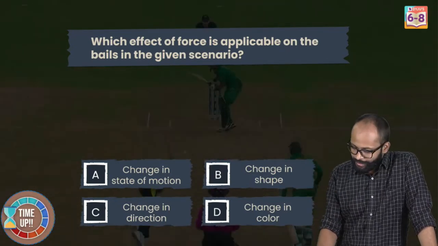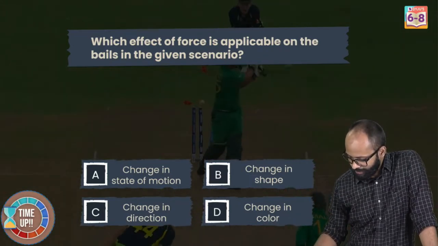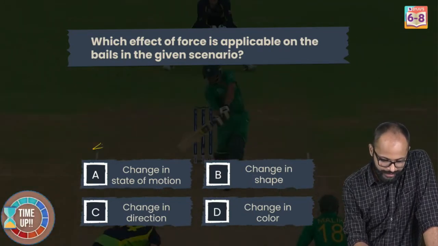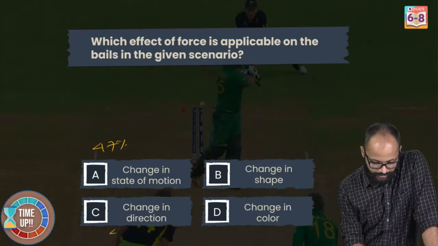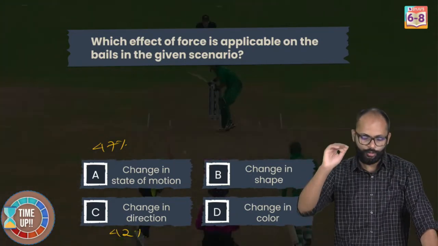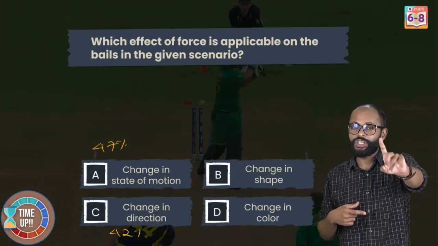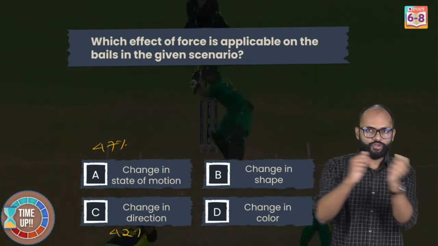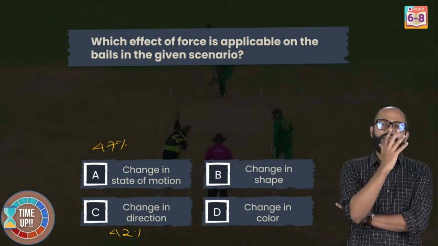Okay, so majority is saying 47% is A, but 42% is C also. Achha, dekho. Change in state of motion means either a body goes from rest to motion or motion to rest. Right? What about bails? And what is change of direction?